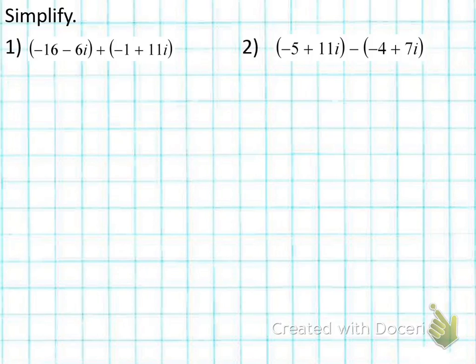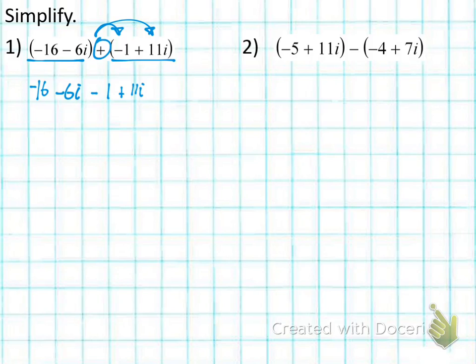We got negative 16 minus 6i plus negative 1 plus 11i. So we got two complex numbers. We have this first complex number plus the second complex number right here. Okay? So the first thing you want to do is distribute this sign right here, the plus, into each of these. So write down negative 16. This is a real number. Minus 6i. This is an imaginary number. Plus negative 1 is minus 1. Plus positive 11 is positive 11i.